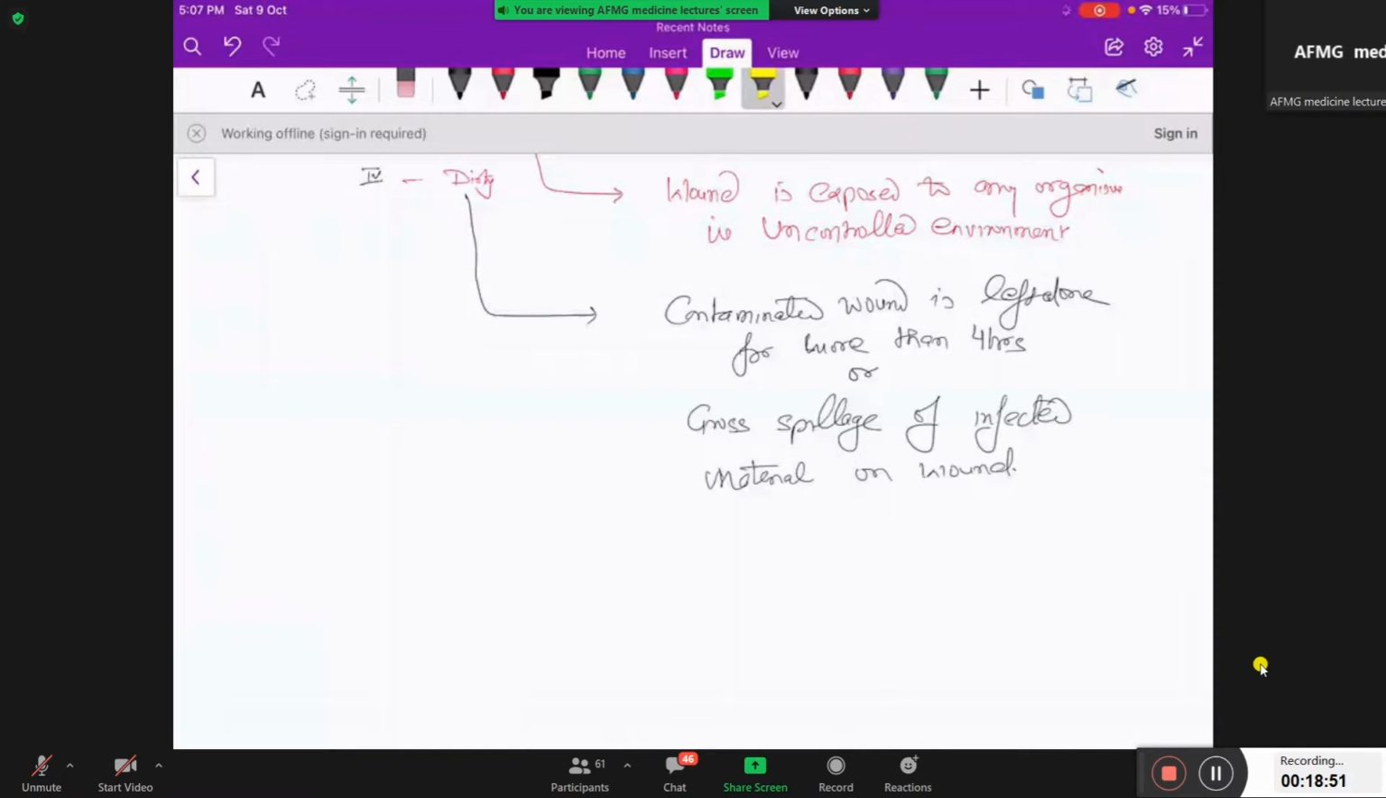Whenever we put an implant in any surgery, we write D as a suffix. So it will be a 1D wound. Whenever we put an implant in any wound, we are supposed to write D as a suffix. So in hip replacement, we are putting an implant, so it will be a 1D wound. Understood?